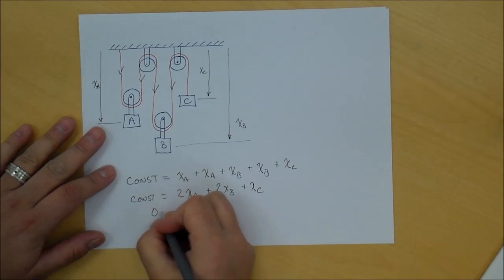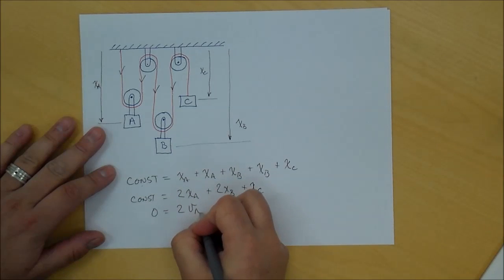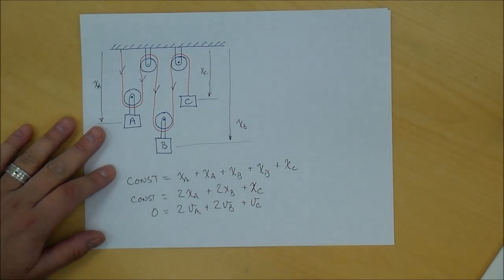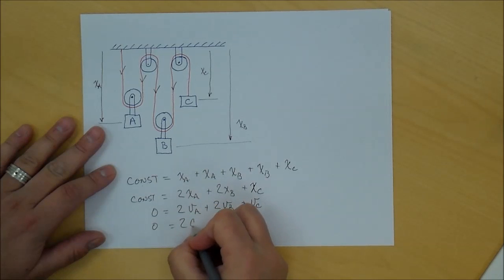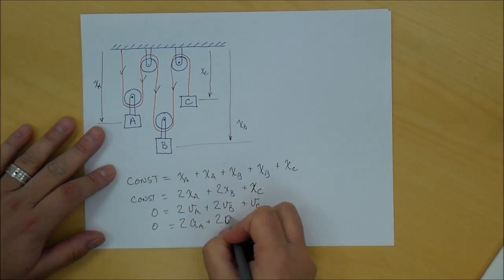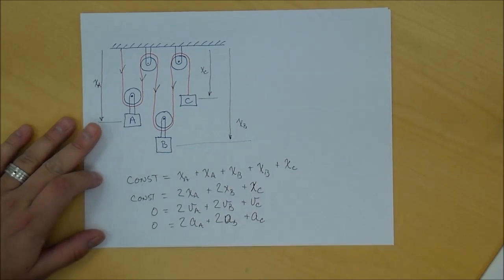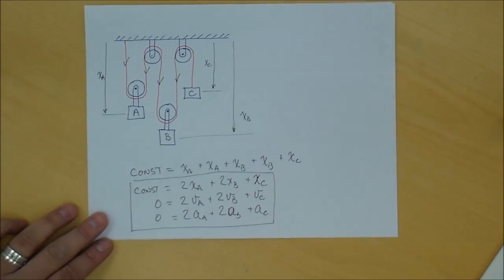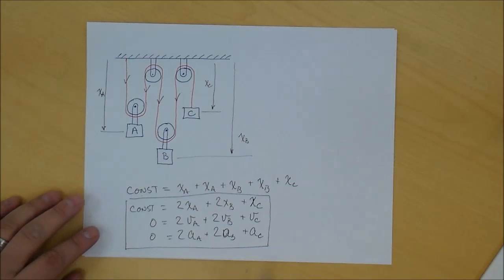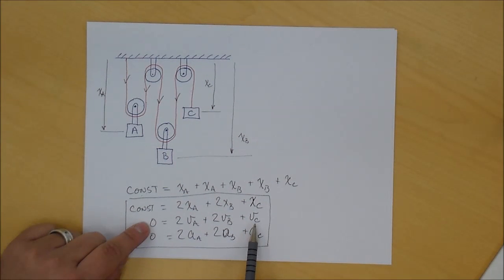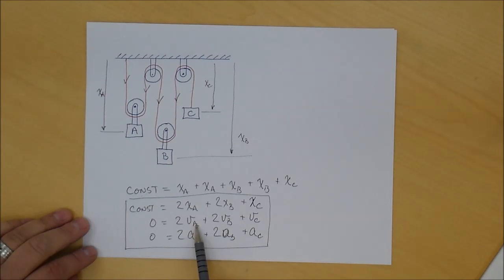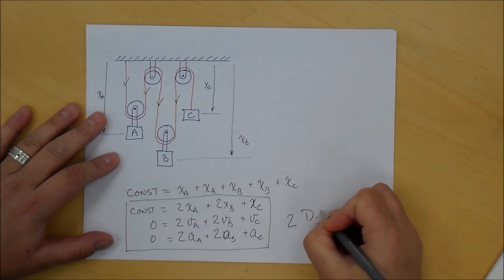And if I take the derivatives, 0 is 2 times the velocity of A plus 2 times the velocity of B plus the velocity of C. And for acceleration, the same relation holds. So there are my constraint equations. Now in this case, notice that from the equation, if I tell you the velocity of one of the particles, then you can't solve for the velocities of the other, right? You need to know two velocities in order to figure out a third. So in this case, we have 2 degrees of freedom.